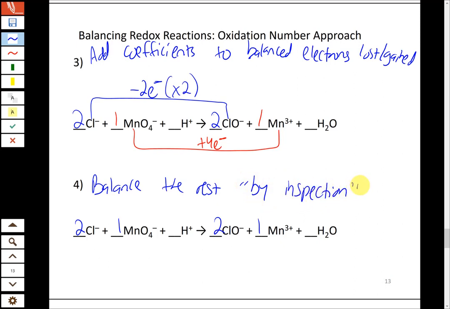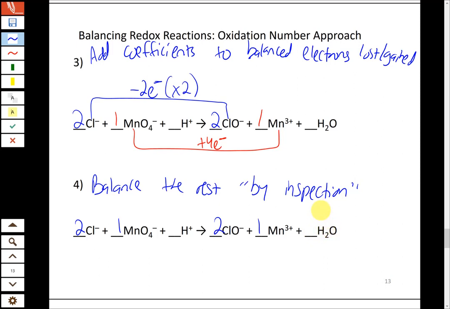That means just making sure that the number of atoms are the same on both sides. So we don't want to touch these first 4 coefficients that we've set because that's going to throw off the number of electrons that we have. But all we have left is H plus and water. Usually the way we're going to do this is we're going to balance water first to make sure that we have the same number of oxygen atoms on both sides.